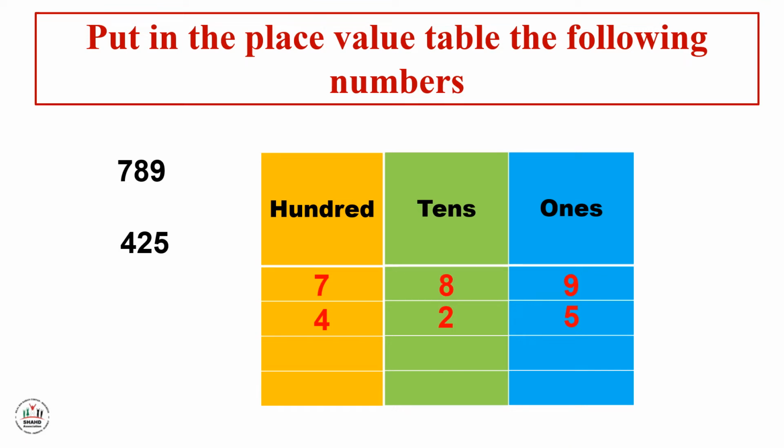The third one, 123. So we have 100, 2 tens, and 3 ones. The last one, 108. We have 100, 0 tens, and 8 ones.